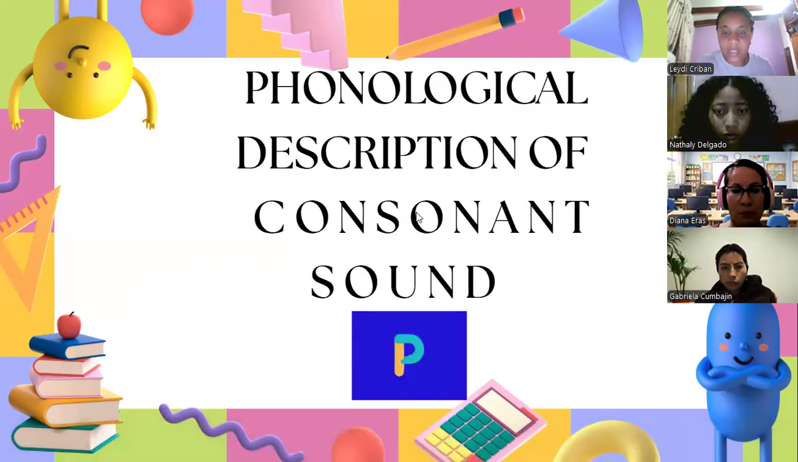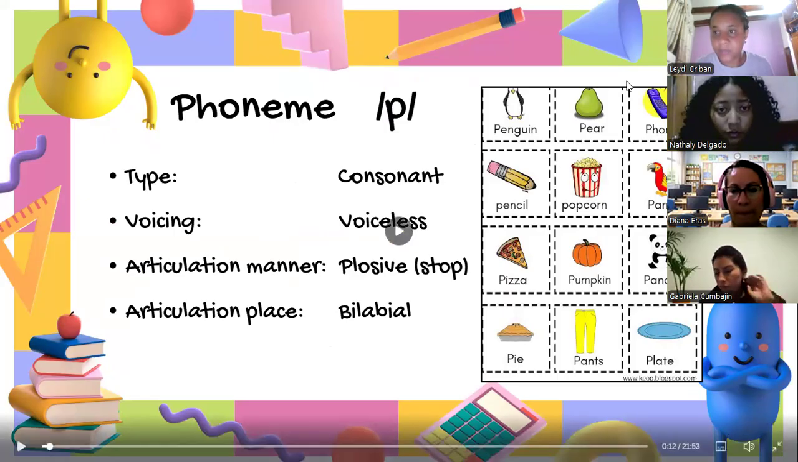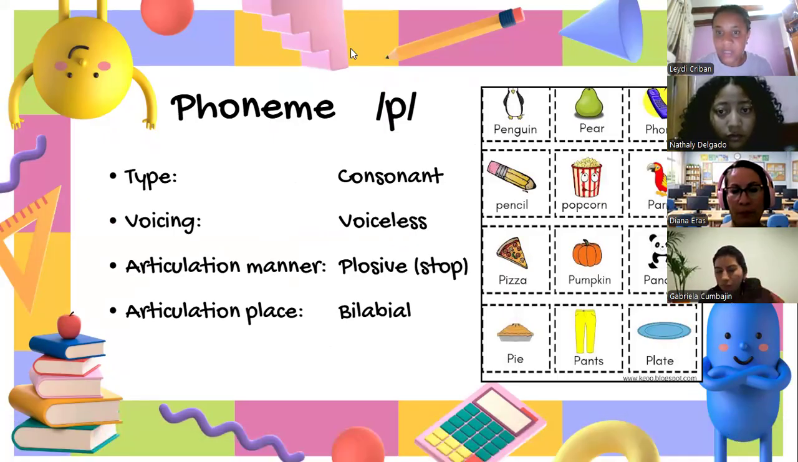I am Lady Criban, and I am going to explain the consonant sound P. This phoneme is a consonant, is voiceless, plosive, and bilabial. As examples of this phoneme, we have penguin, pear, phone, pencil, popcorn, parrot, pizza, pumpkin, panda, pie, pants, plate.